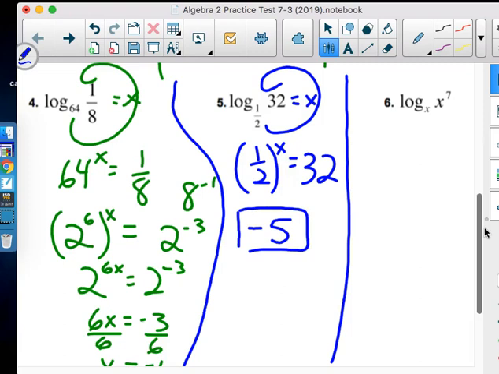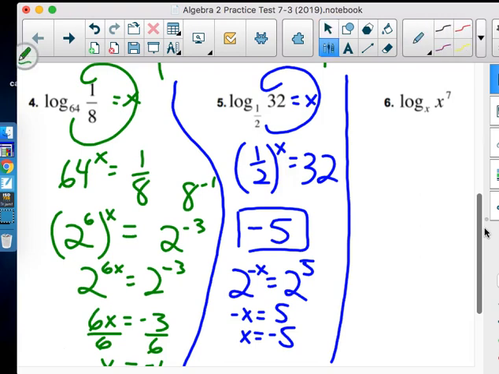But you could do this. You could do 2 to the negative x. We need that negative because it was a fraction. Equals 2 to the 5th. Drop the 2's and equate the bases again. You get the exact same answer. Exact same answer. All right.